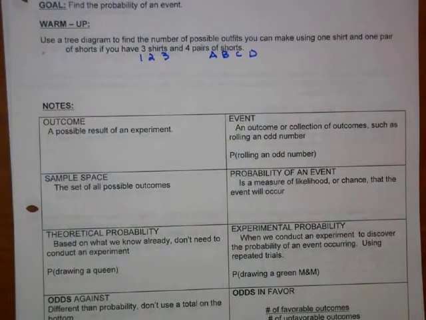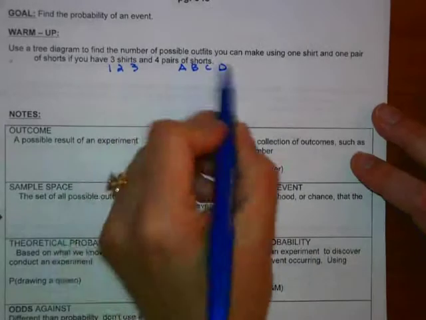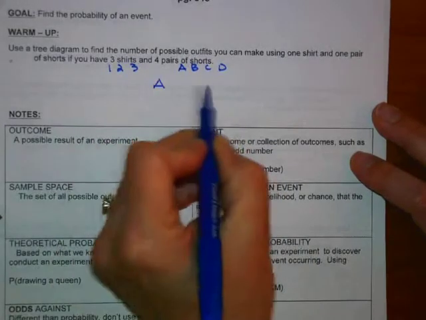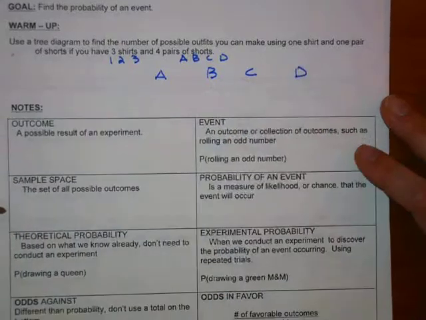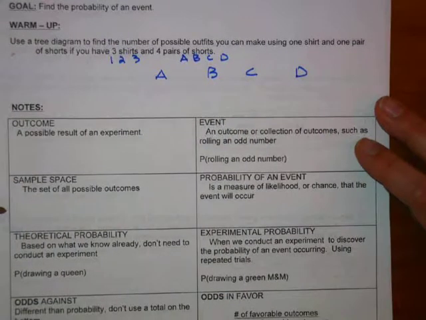So we can make a tree diagram going down, or you can make it to the side. We don't have a lot of room to go to the side, so we're just going to make one going down here. So I'm going to start with the shorts. I have 4 pairs of shorts to start with. Spread them out a little bit. Those are my shorts, A, B, C, and D.